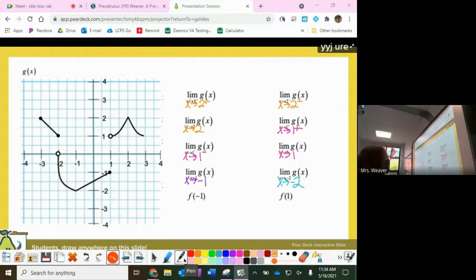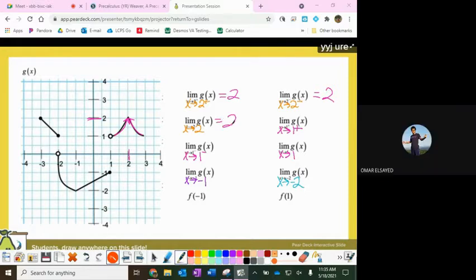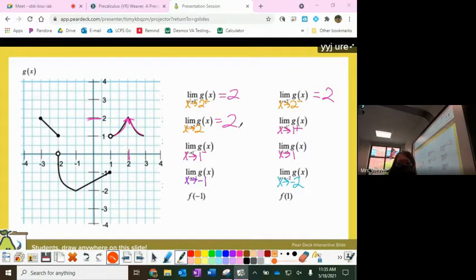Omar, can you help me with this first one? What's the limit of g of x as x approaches 2 from the right? So we need to find our x value of 2. Here it is. And we want to start coming from the right side. So what is that limit? And Gary said he found it. It's 2. What about if we come from the left side, Omar? 2. Still 2. Which means the limit of g of x as x approaches 2 is? 2. Beautiful. Okay, let's try another one.